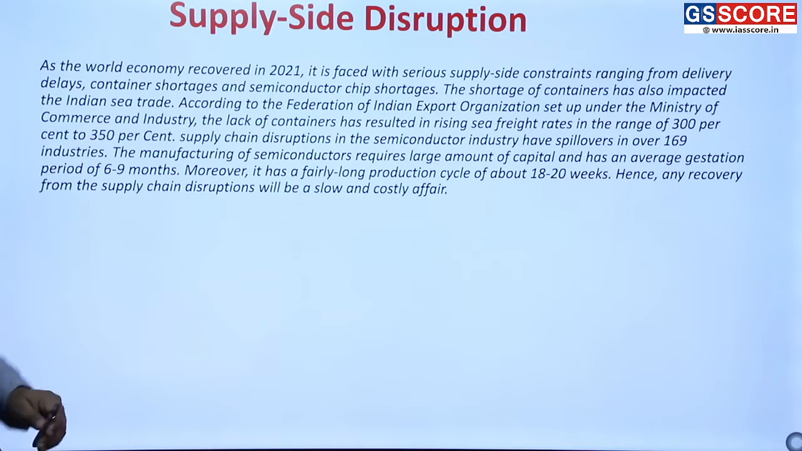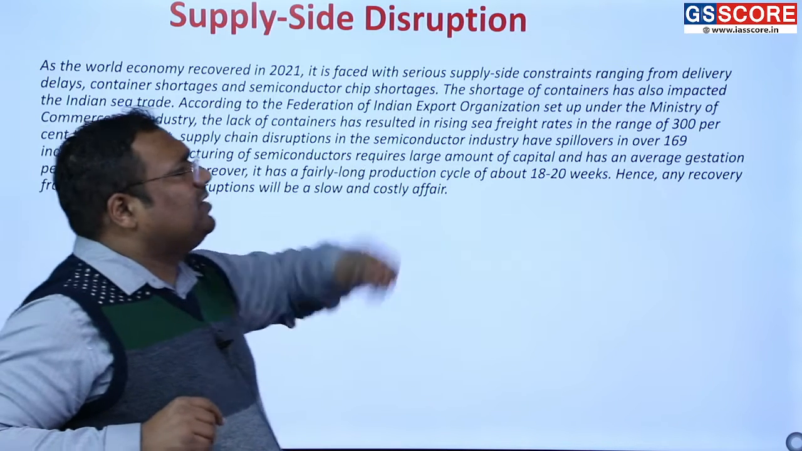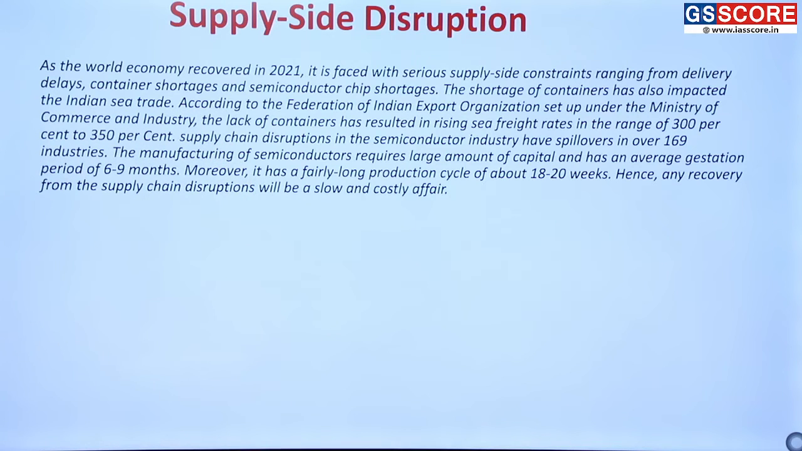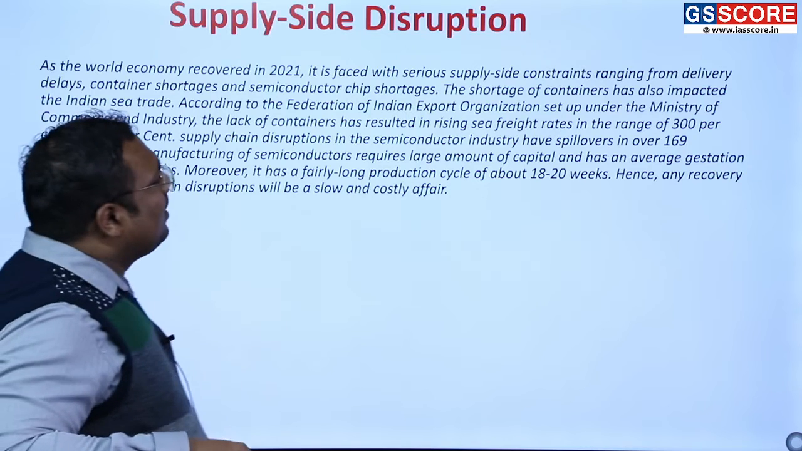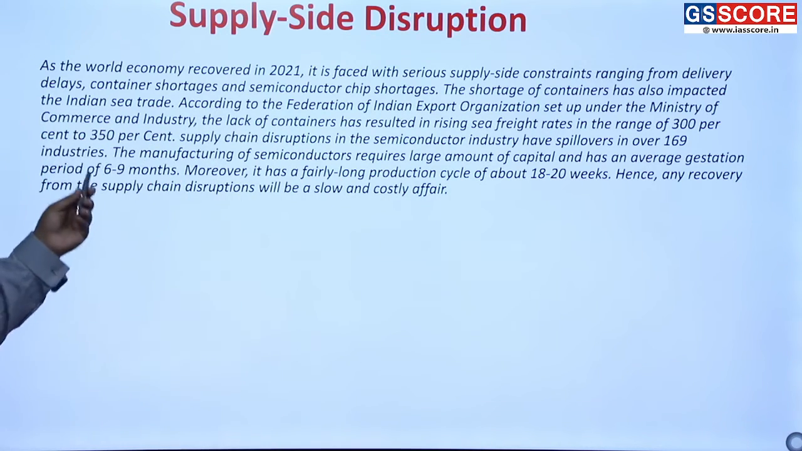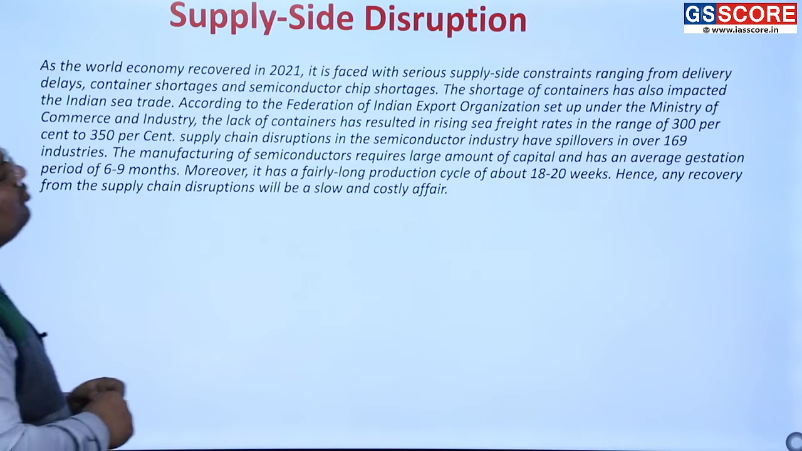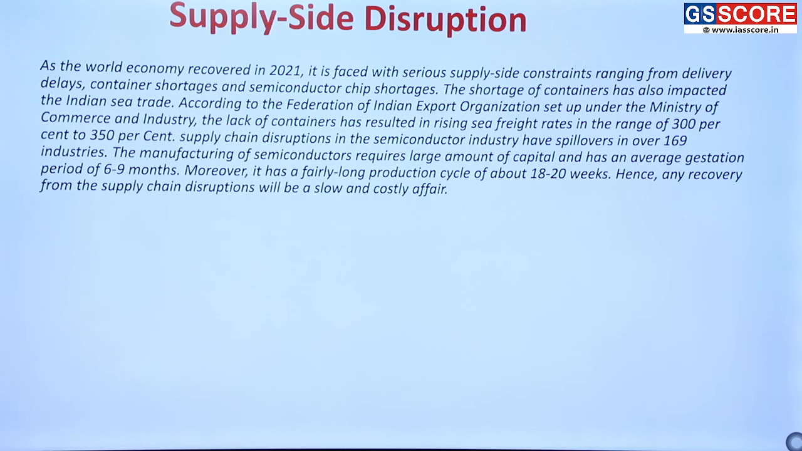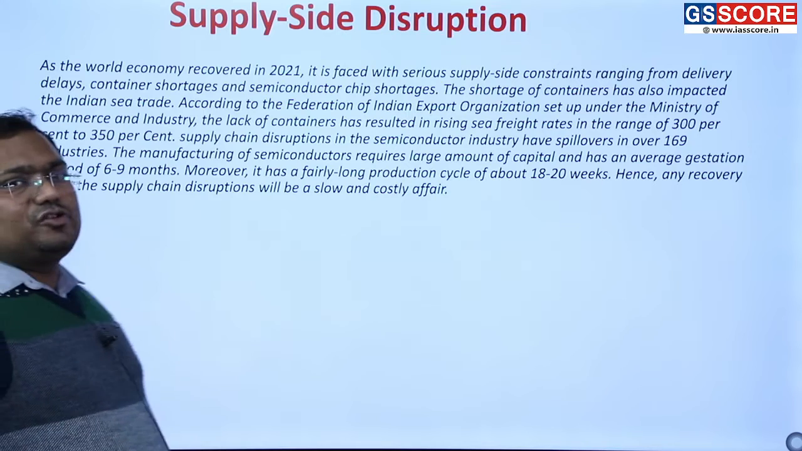As the world economy recovered in 2021, it faced serious supply side constraints, ranging from delivery delays, container shortages, and semiconductor chip shortages. The shortage of containers has also impacted the Indian sea trade. So from here we can see that there is a big supply side issue, particularly because of containers and semiconductors. First of all, chips are in shortage.